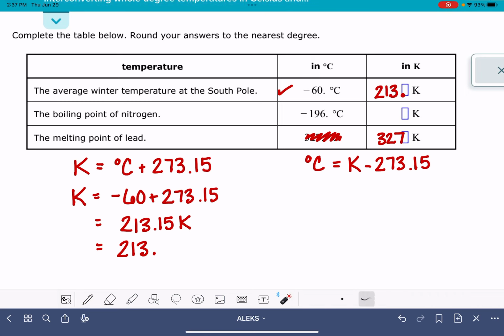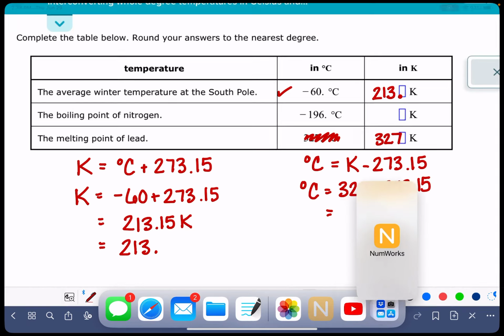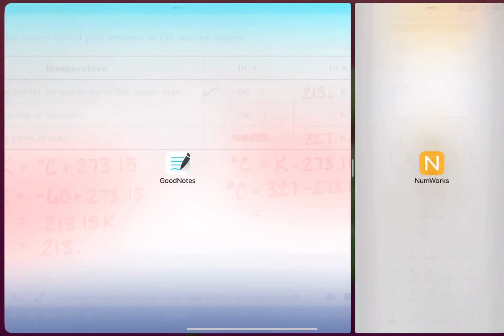And I don't think this is a very tricky problem, so I don't think we need to do it again, but let's do this one down here just so that you can see how this one works. If I've been given the temperature in Kelvin, I'm going to go 327 minus 273.15. That's our conversion factor, and that is way more subtraction than I can do in my head. So let me get my calculator pulled up.